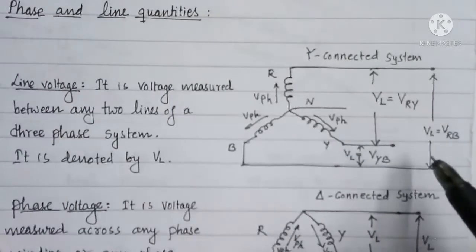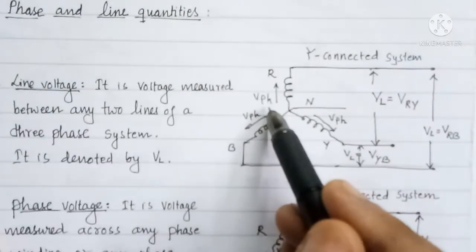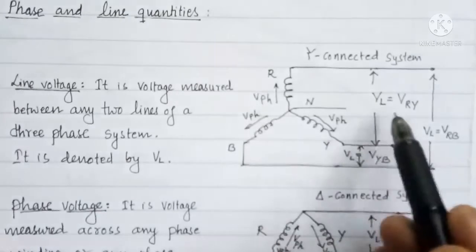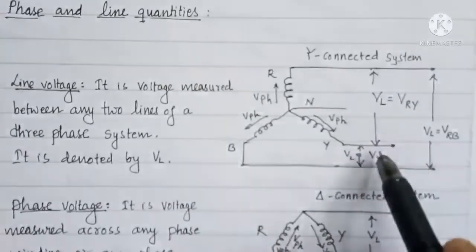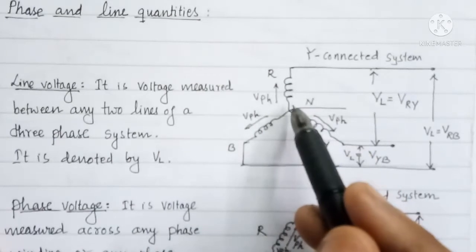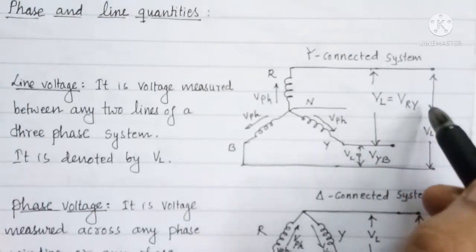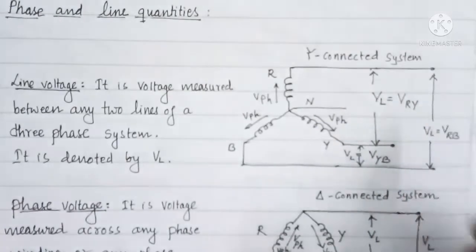From the star connected system shown in this figure here, you can understand that line voltage is not equal to phase voltage, because line voltage here is taken across two windings and phase voltage is taken across only one winding. So we can say for star connected system, VL is not equal to VPH.